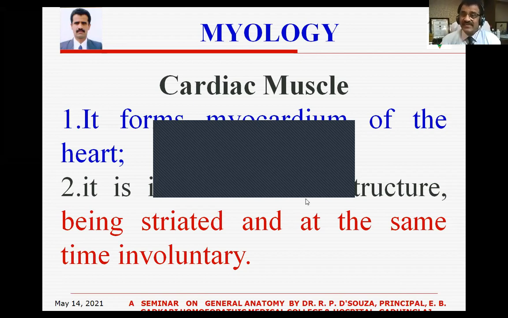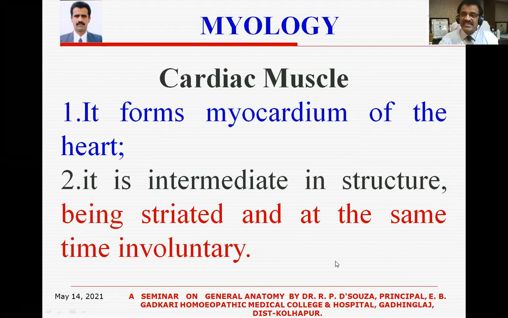It is intermediate in structure. Intermediate means it is between skeletal and smooth muscle. So it carries some characteristics of skeletal and some of smooth muscle because it has striations.